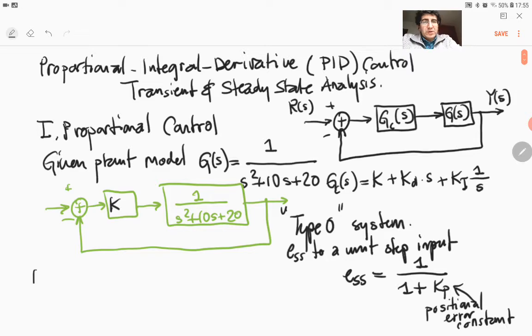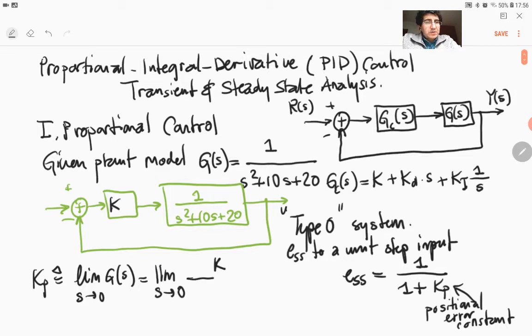Okay, so what is our Kp? Kp by definition is limit s goes to 0 of G of s, and that is basically limit s goes to 0 of K over... this G of s is the open loop. In fact, this is GC of s G of s, right? So let's correct that: K over s squared plus 10s plus 20.